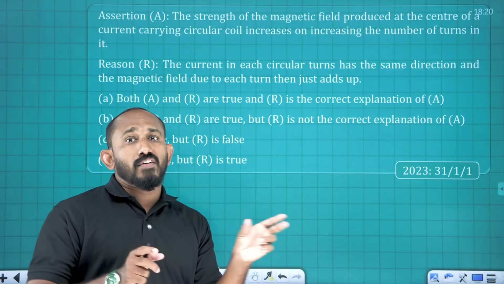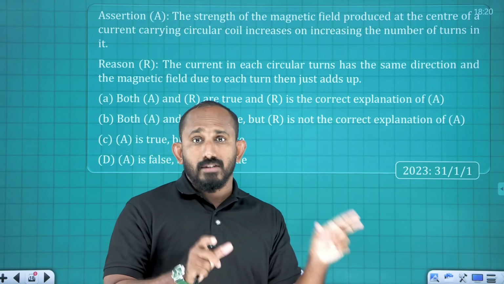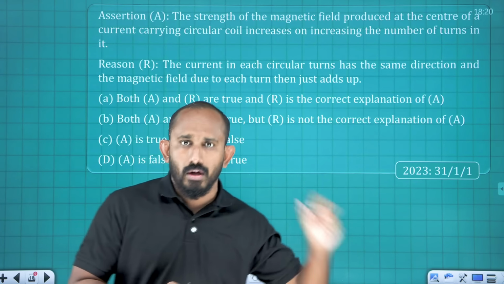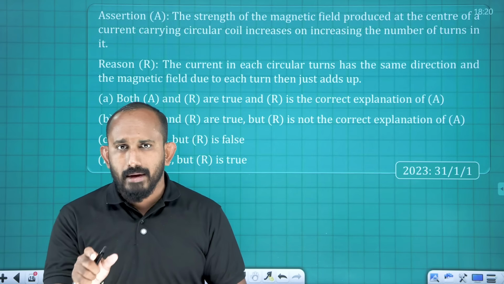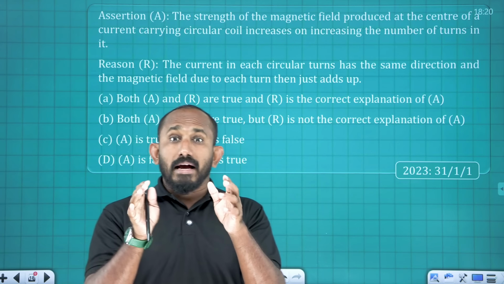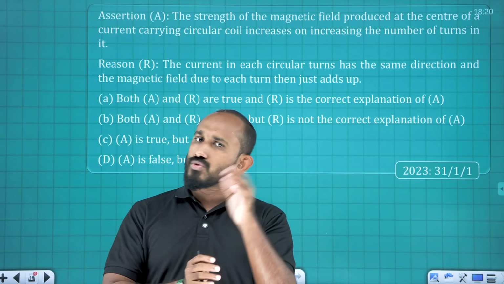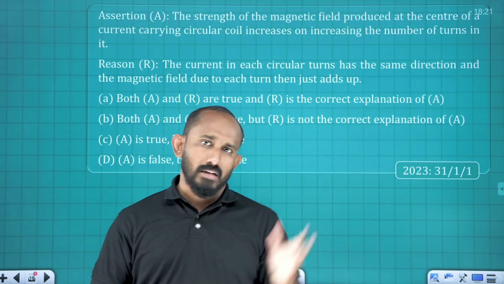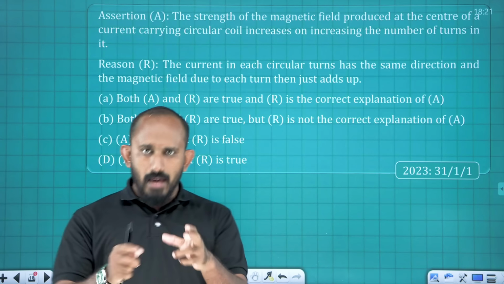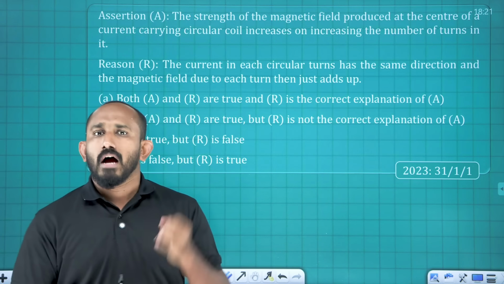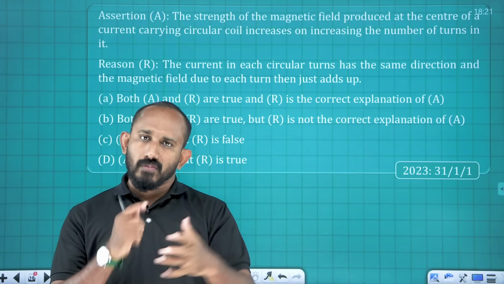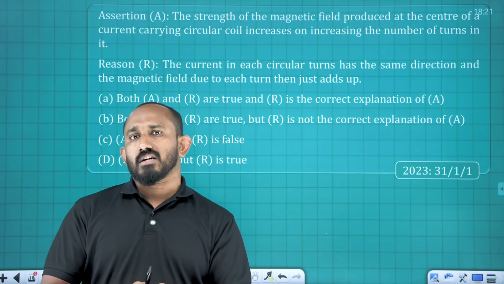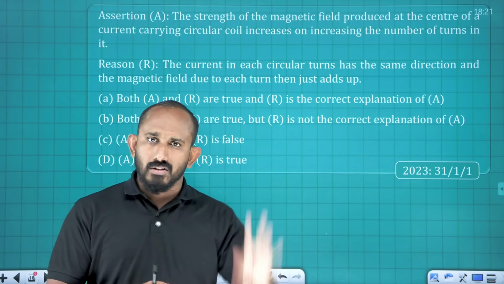That's the main benefit of an electromagnet, solenoid or circular coil, because for a bar magnet or natural magnet, the magnetic field is fixed. You can't increase or decrease it. For that, you have to change the shape or the size of the magnet. Here, on the same coil, you can increase the magnetic field either by increasing current, or increasing the number of turns, or keeping a soft iron core inside it. So, the assertion is correct.